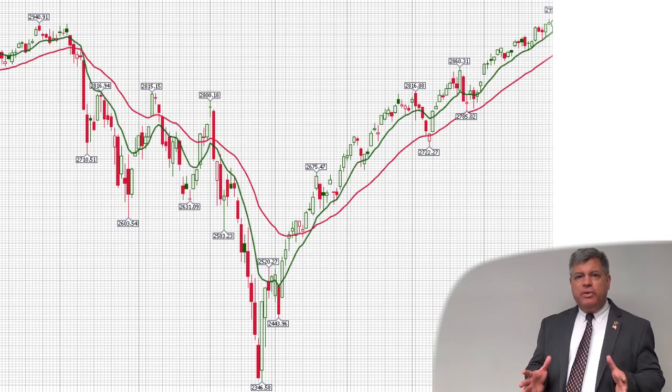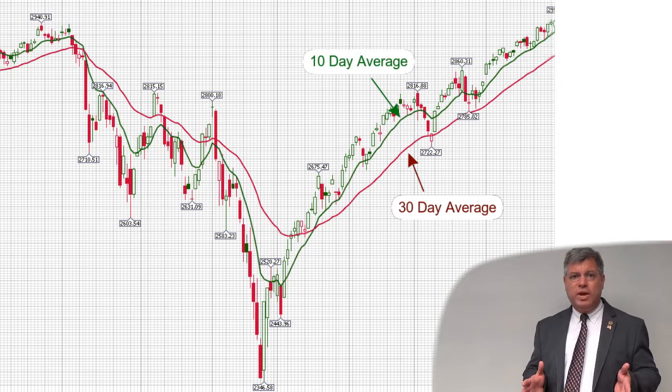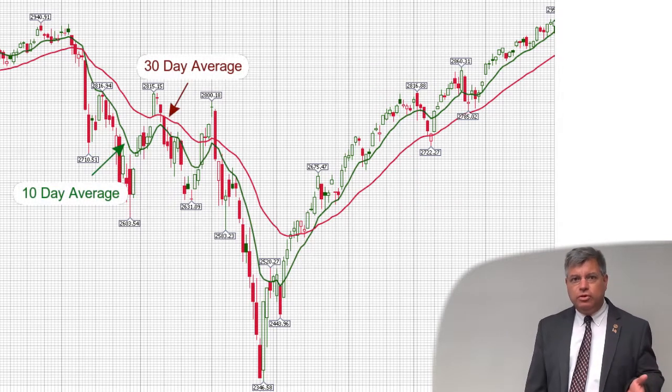In this example, if the 10-day average is greater than the 30-day average, then we could conclude the trend is up. And if the 10-day average is less than the 30-day average, we could conclude that the trend is down.